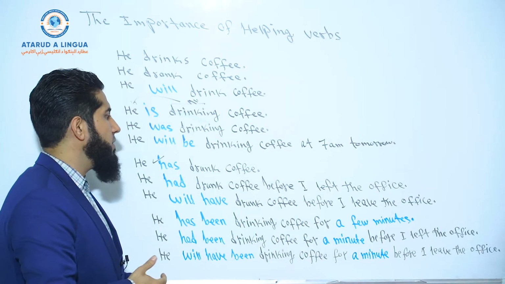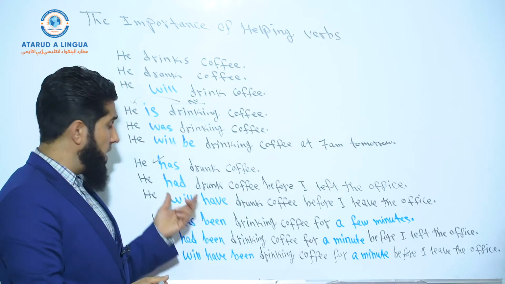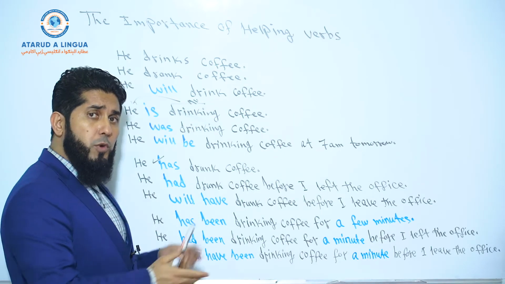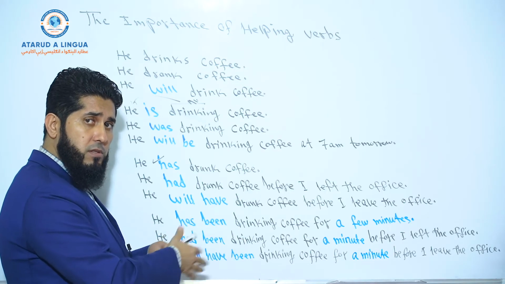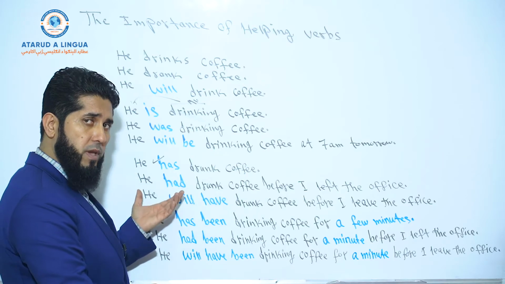He had drunk coffee before I left the office. In past perfect tense, we have this helping verb. So it's here for a grammatical function. So without this helping verb, we cannot use past participle or third form of the main verb.